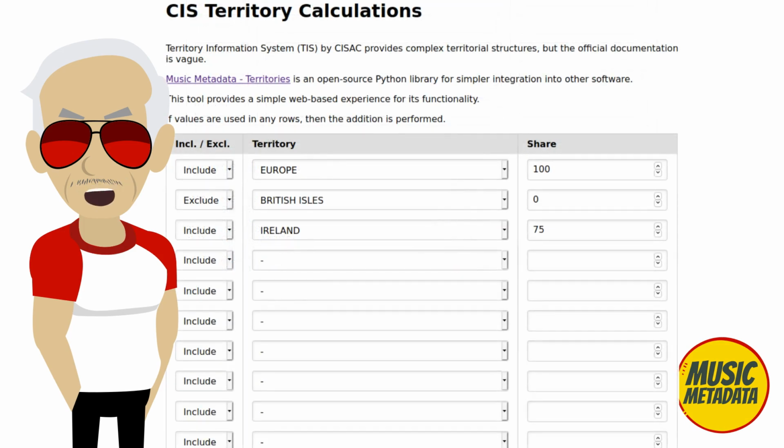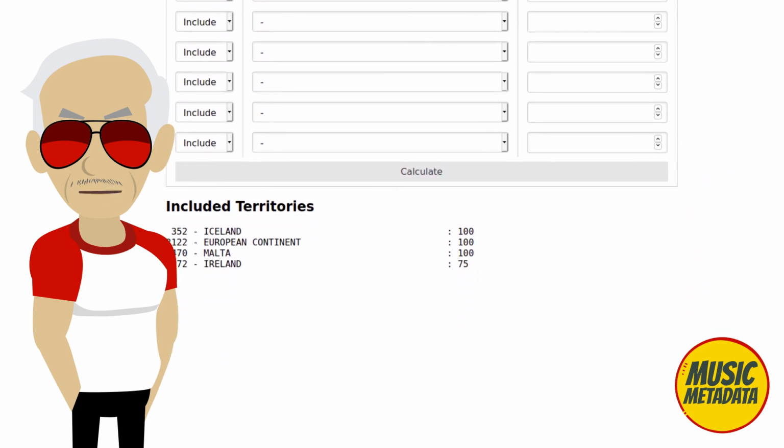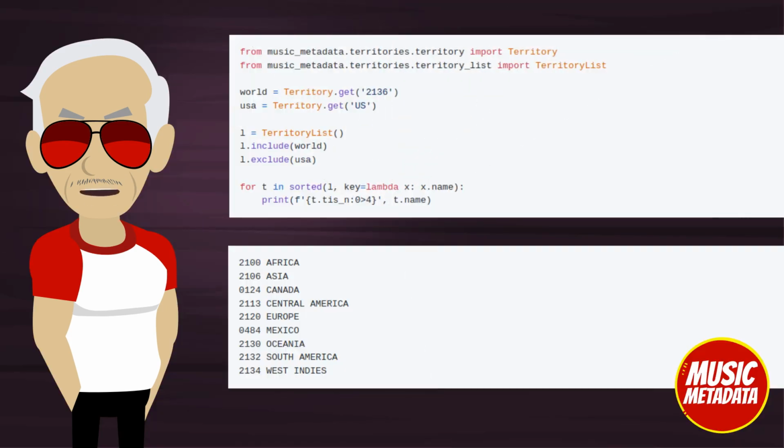You can enter numerical values in the share column, as shown in this example. Here is the first example written as Python code, with US being excluded. Note that the sort is different. In this case, territories are sorted alphabetically.